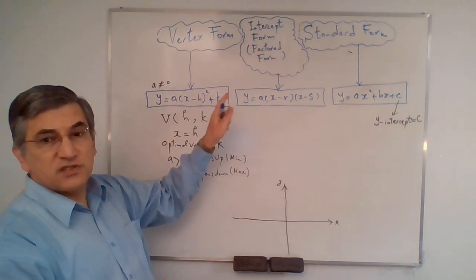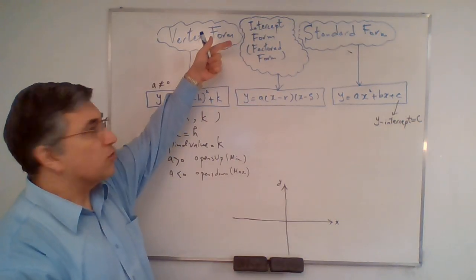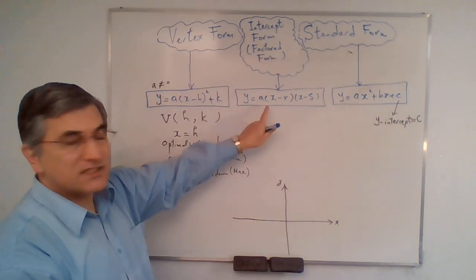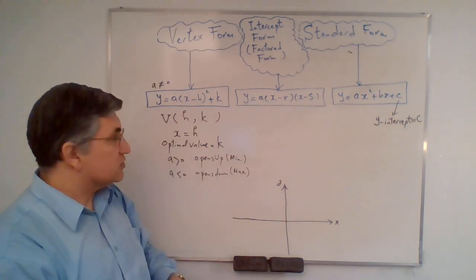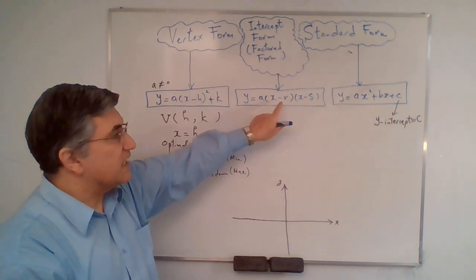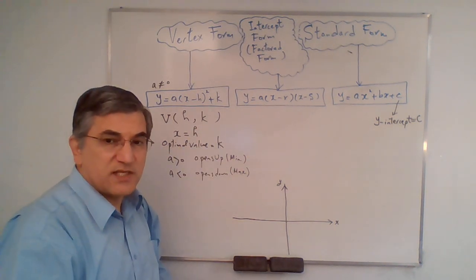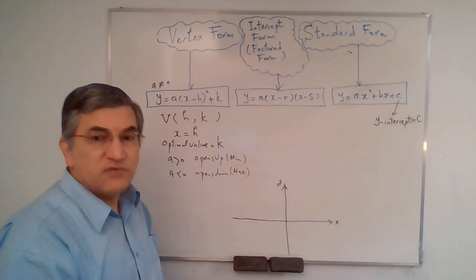Now, believe it or not, there is a third form to a quadratic relation. It's called intercept form or factored form. This form is y equals a times x minus r times x minus s. Right now, probably you are scratching your head thinking what stands for r, what stands for s. Well, r and s are the x-intercepts of the parabola, or we call them zeros of the relation.